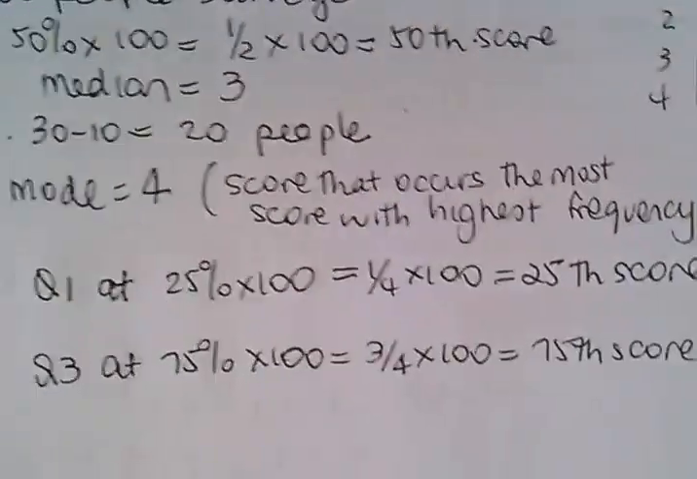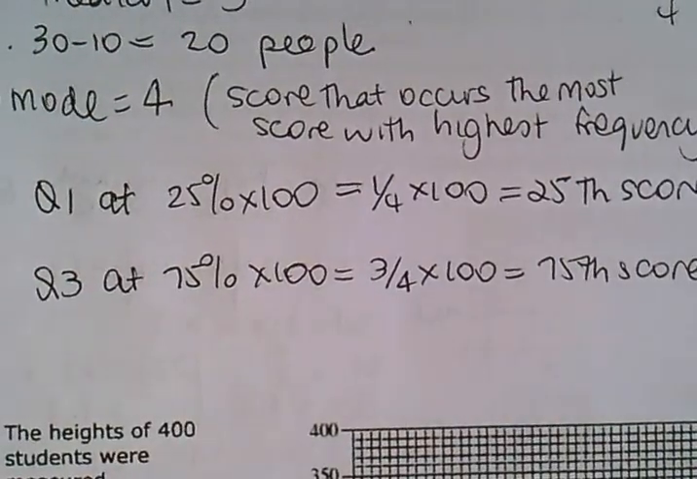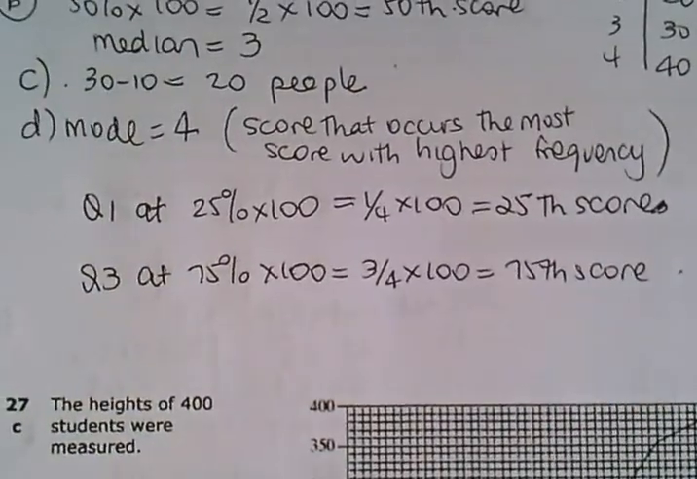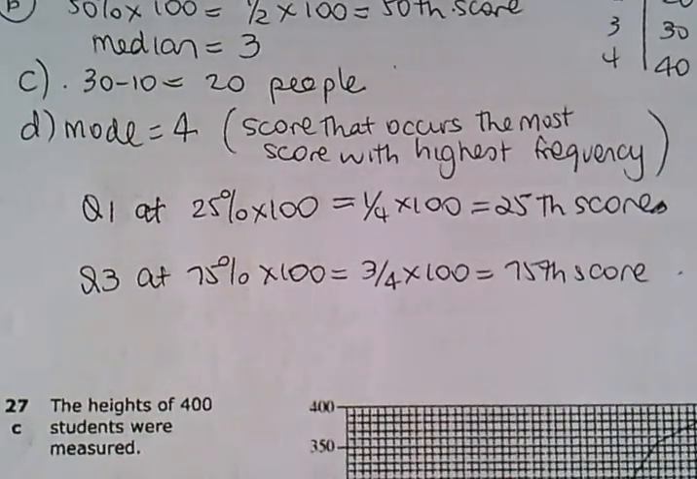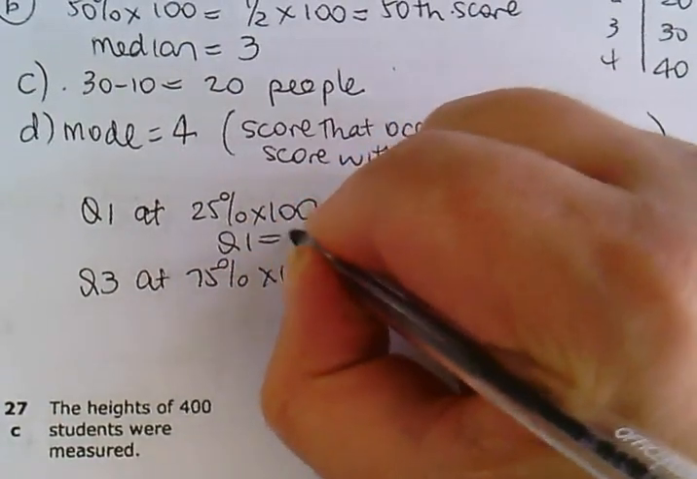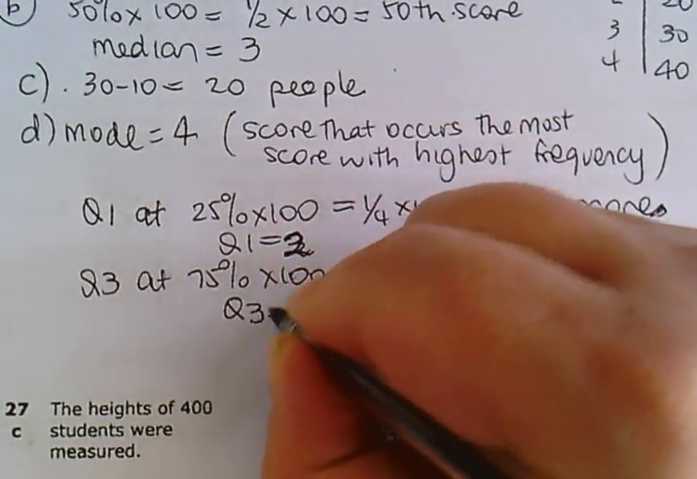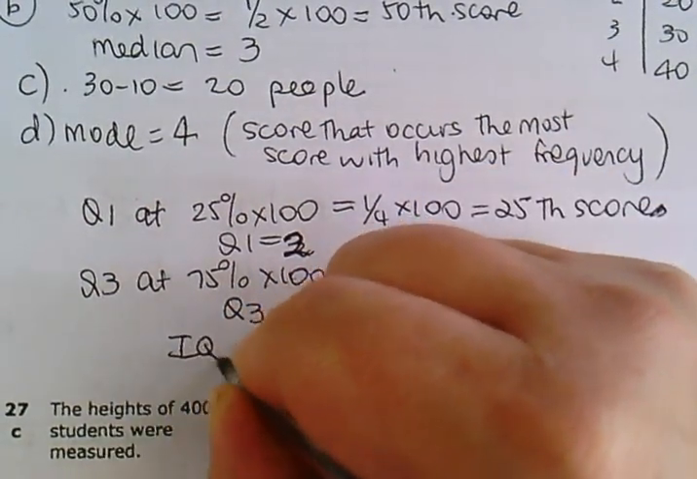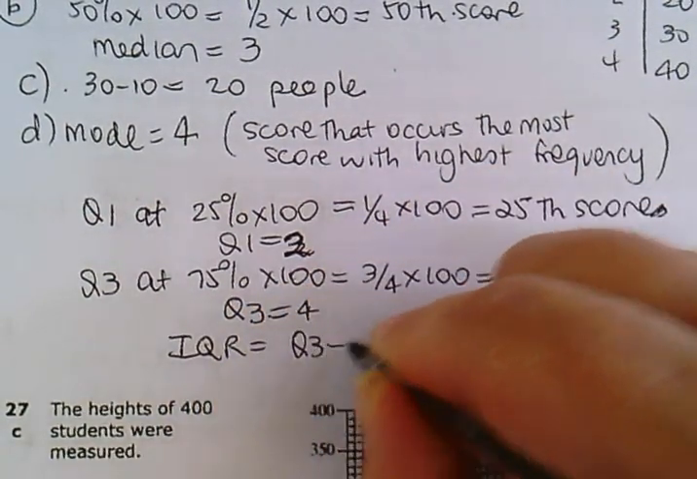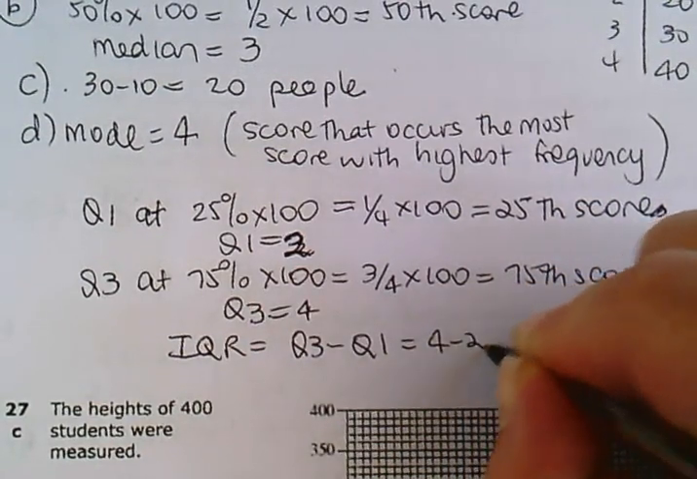So we're going to do the past HSC question in a minute. So Q1 is 3. Please don't call it 25. So Q1 equals 3. It's 2. Q1 is 2. Q3 is 4. The interquartile range is Q3 minus Q1, which is 4 minus 2, which is 2.